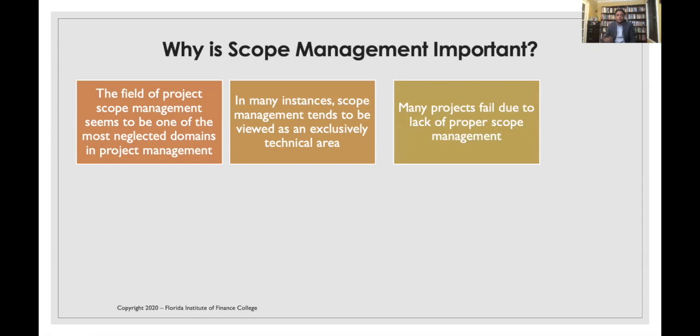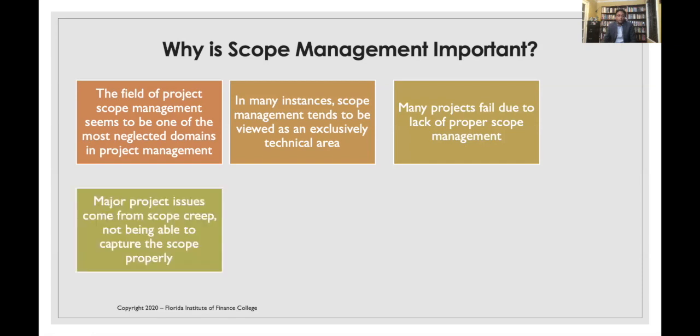Of course, many projects fail due to lack of proper scope management, because the steps for defining, gathering, and documenting scope were only formalized a few years or maybe a few decades ago. So lack of proper scope management is another reason why projects fail, and why it's also important.